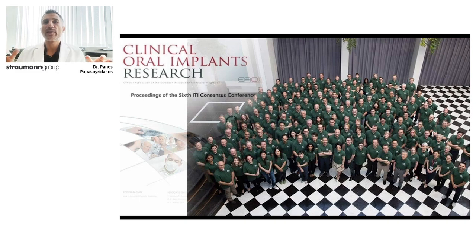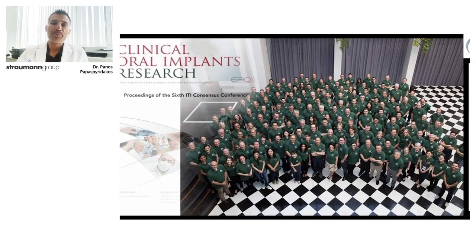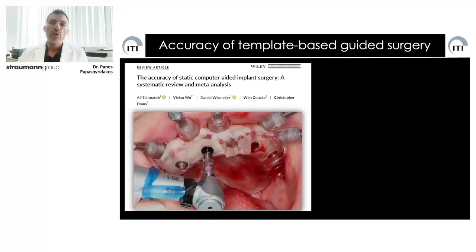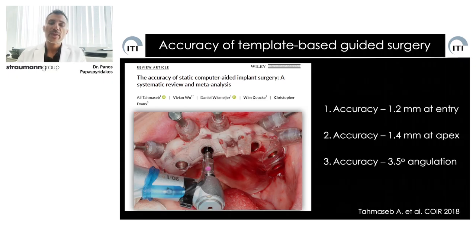Approximately 150 experts from all over the world are invited, and they're divided into 5 groups. Each group has subgroups, and each subgroup is assigned the task of running a systematic review on a clinically relevant topic. In this case, the group that had the task to run the systematic review regarding the accuracy of guided surgery was the group from the Netherlands.